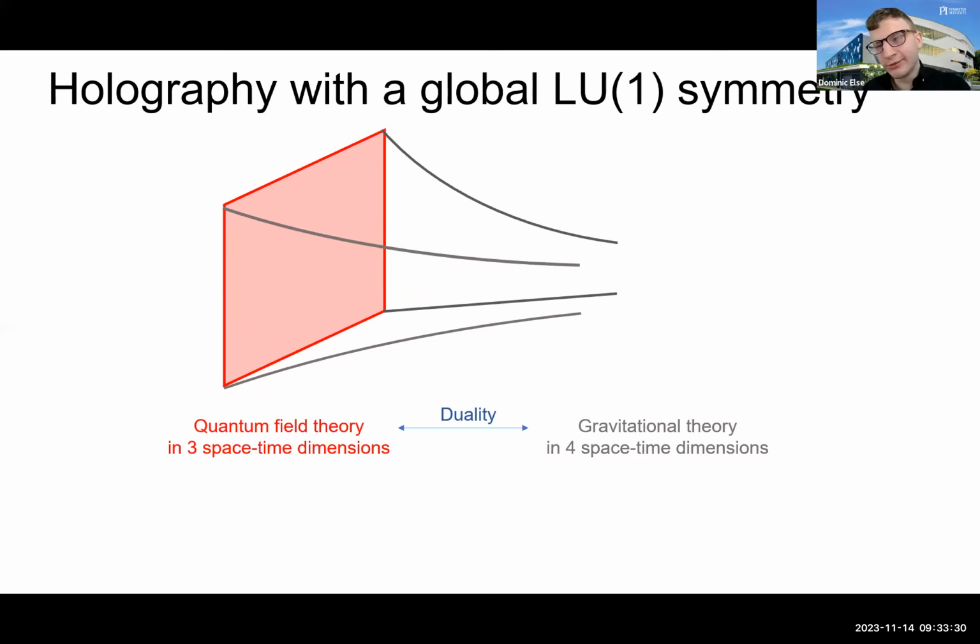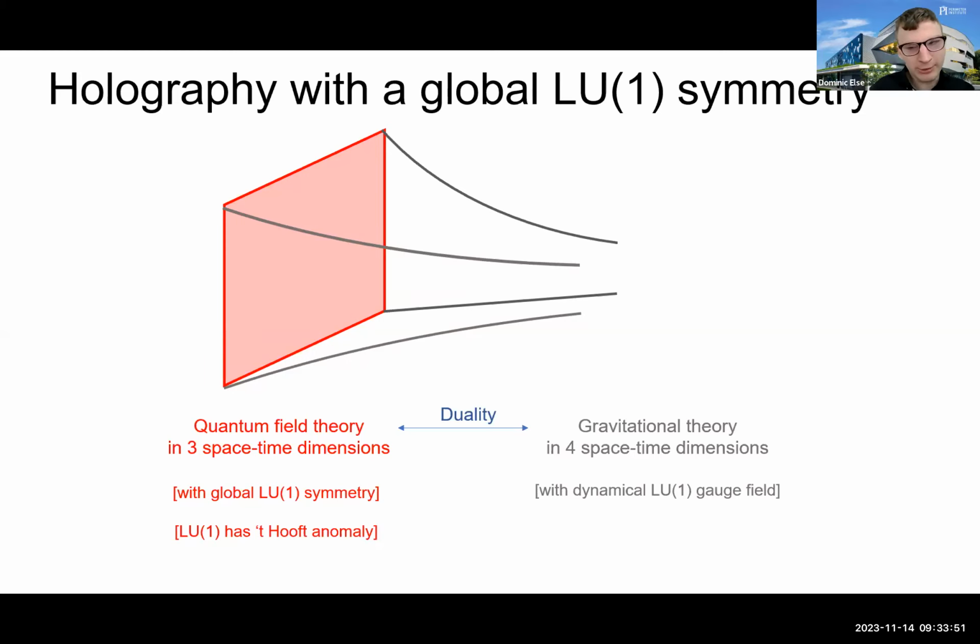And fortunately, that's easy to do via the standard holographic dictionaries. And we know from that dictionary that if you want your quantum field theory to have a global symmetry, that should correspond to putting a dynamical gauge field in the gravitational theory, which couples to the metric. And then I also said that we want this LU(1) symmetry to have a 't Hooft anomaly. So that under the dictionary maps to a statement that in the action for the bulk gravitational theory, we have to write a Chern-Simons term. And you'll see the form of the Chern-Simons term precisely later.